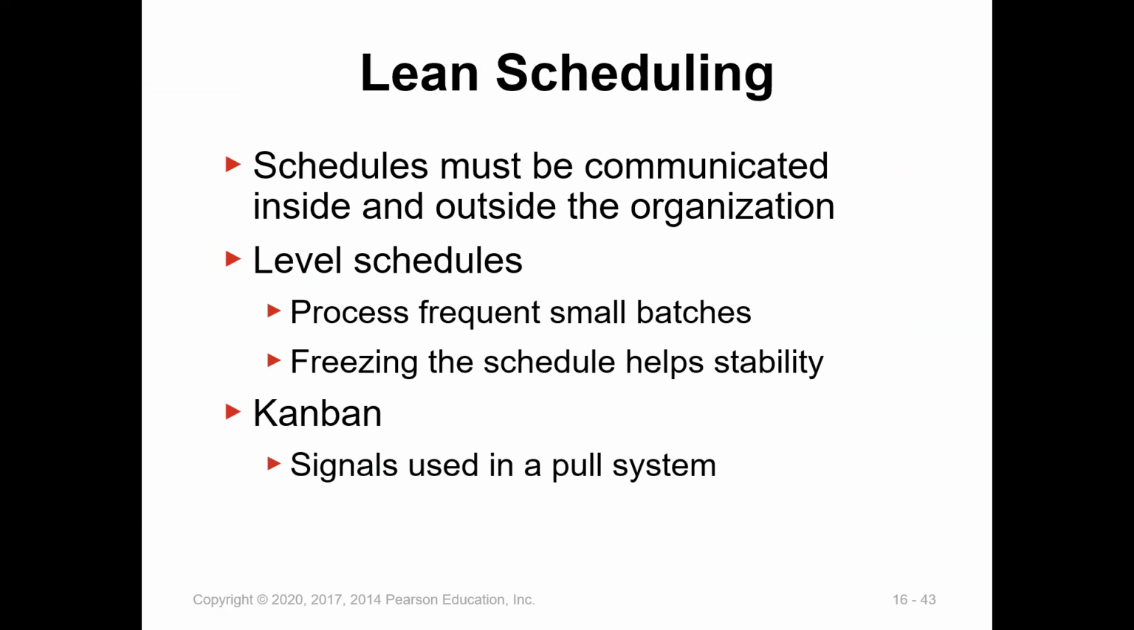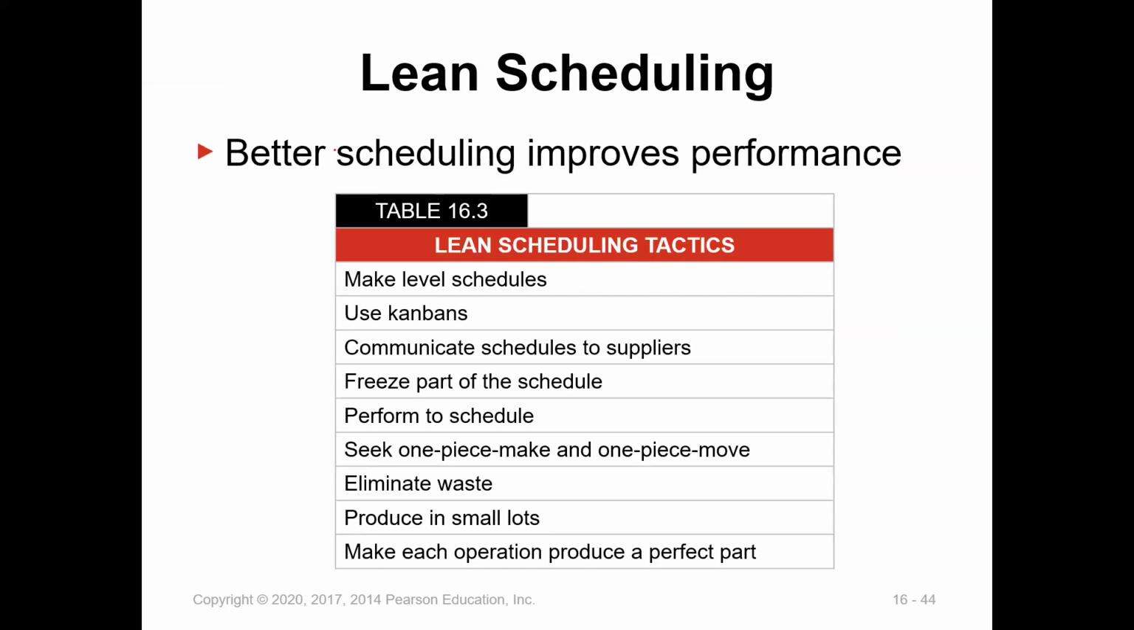Schedules must be communicated inside and outside the organization. Kanban is used in the full system. Okay, let's see what Kanban is. Lean scheduling, better scheduling improves performance. We use Kanban; we'll study Kanban later. Communicate the schedule, supply, freeze part of the schedule, perform to schedule, seek one-piece make and one-piece move. These are lean scheduling techniques.